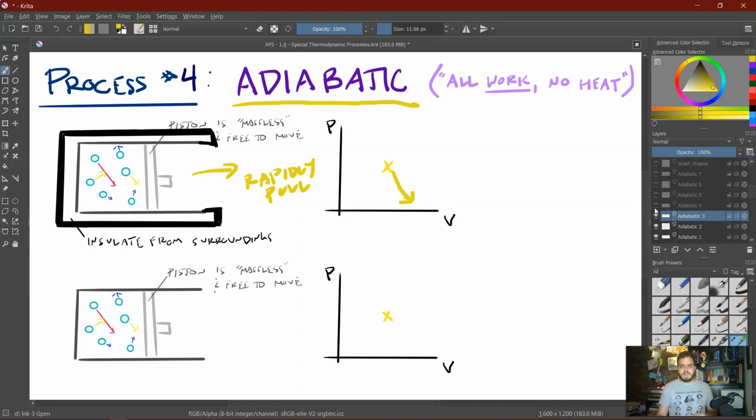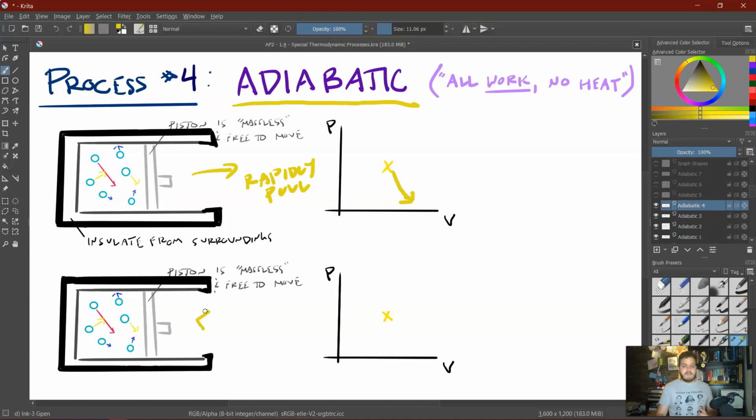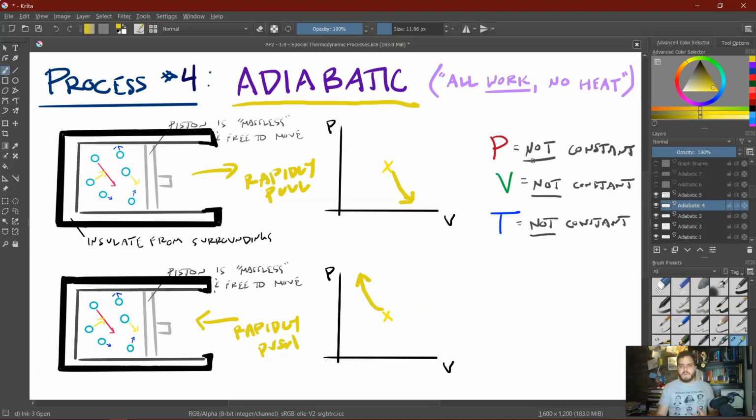And additionally, we can go the other way. I have a piston again. I insulate it so that there can be no heat exchange with the environment, and you rapidly push it in. You basically just rapidly compress it, and you do it so quickly that no heat has time to leave. And doing that, I'm going to rapidly increase the pressure and decrease the volume, and we're going to get something looking like that.